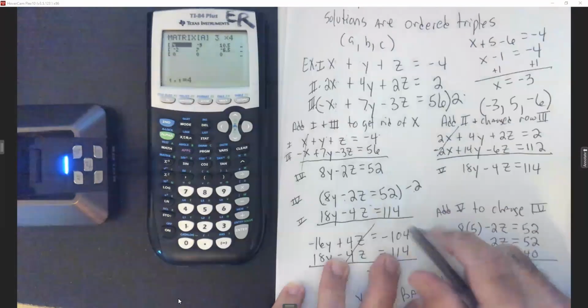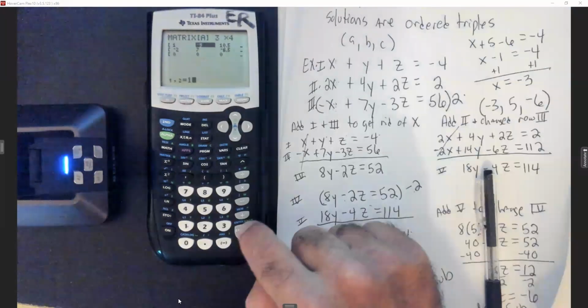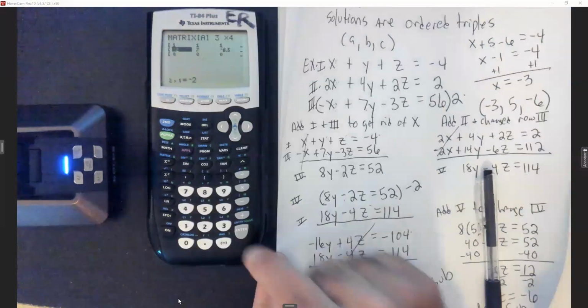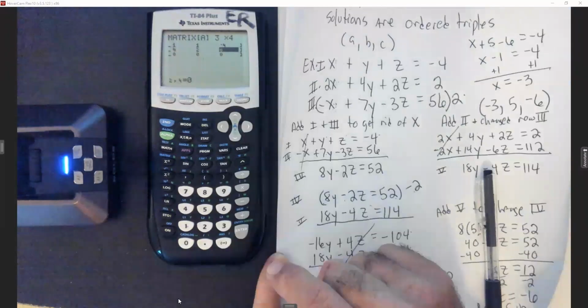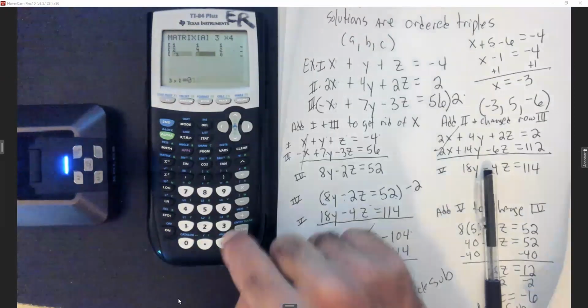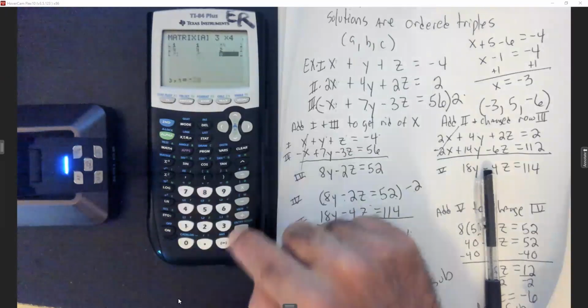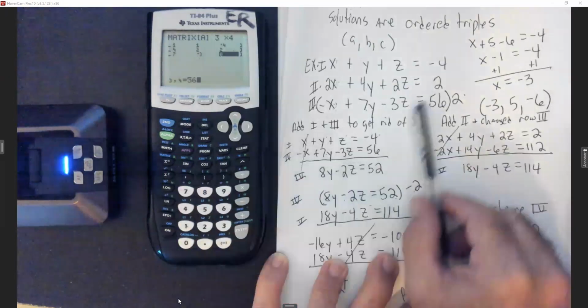So x plus y plus z would be a 1 enter, 1 enter, 1 enter, negative 4 enter. Then I go to the next row, which has a 2, 4, 2, and then a positive 2. Now I'm on the bottom row. Negative x is a negative 1 enter, 7, negative 3 enter, and then my 56. So I'm just going to the original equations.